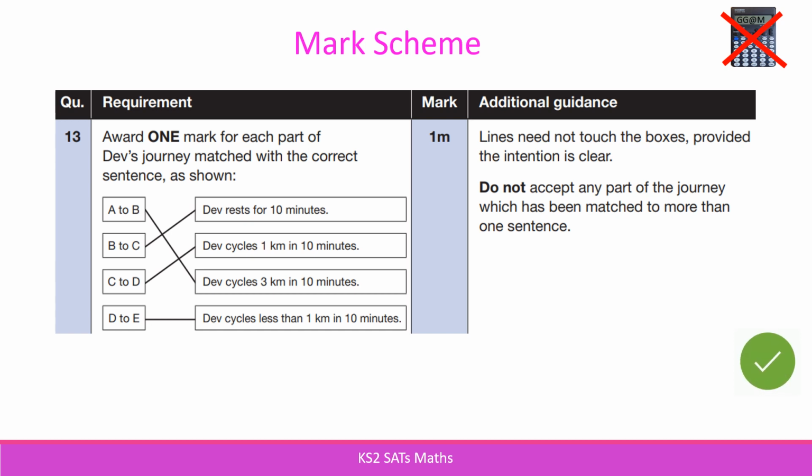The mark scheme on this question shows there's 1M, which means 1 method mark for getting all 4 of the lines correct. So you need to make sure that you get all 4 correct to get the mark.